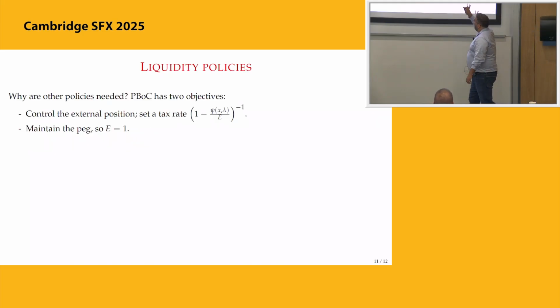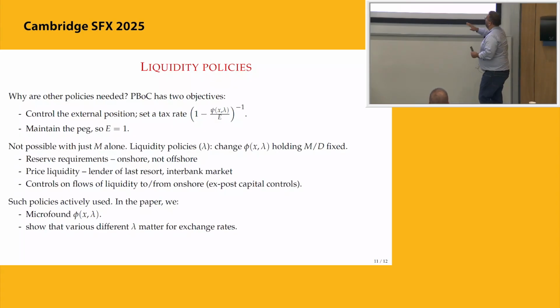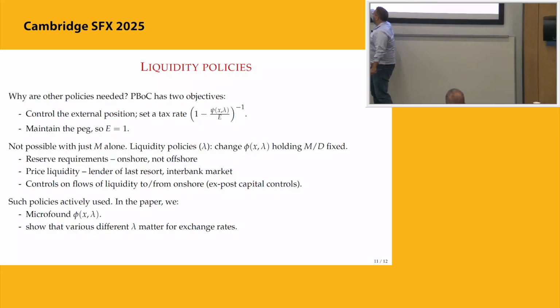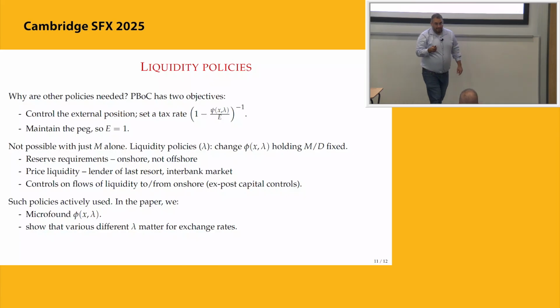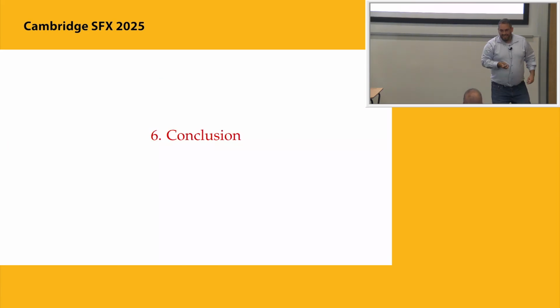So we have these 2 goals: control the external position, hit the peg. So I need to do things that change this phi function independent of x to achieve that goal. And so that could be reserve requirements, lender of last resort, controls on flows of liquidity. And what we do in the paper is actually go through other examples of things they use and show they use the exchange rate. And we might have found this function phi. So I guess I'm out of time now, right? So let me just conclude.